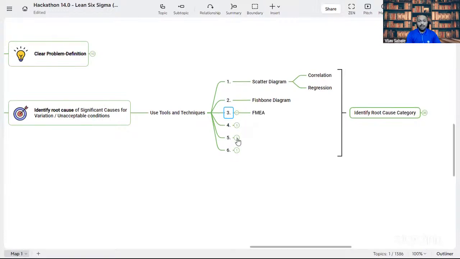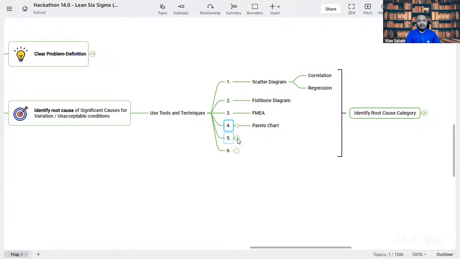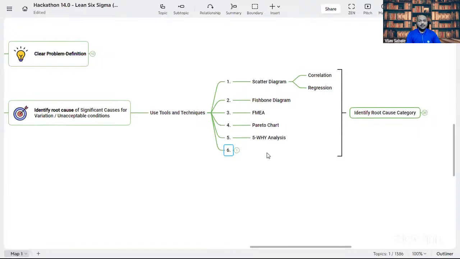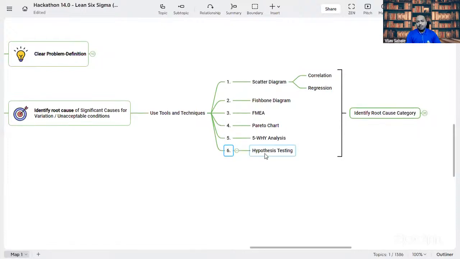Fourth is the Pareto chart. Fifth one is variance analysis. And sixth one is hypothesis testing. I can see that most popularly people are using the 5 Why analysis. That's absolutely fine. But you can use the 5 Why analysis once your problem definition is very clear. If you don't have the problem definition clear, please don't start with the 5 Why analysis, right?